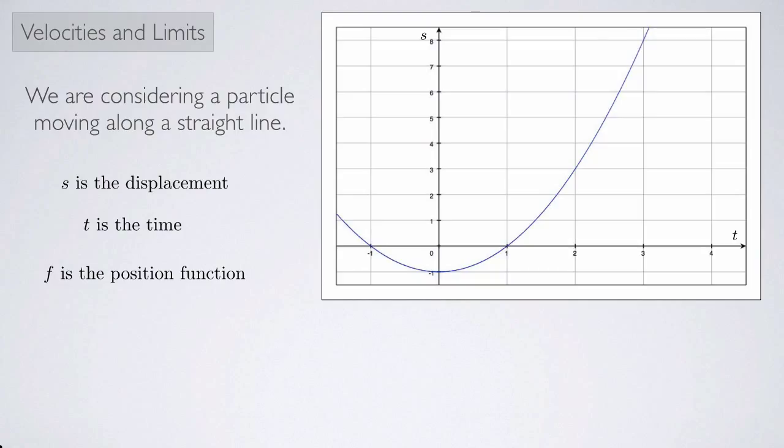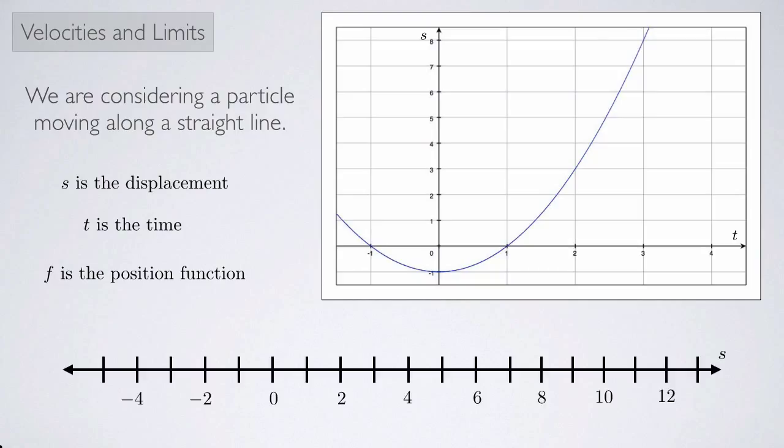So let's try and understand what's going on. Remember, this is a particle moving along a straight line. So here is our straight line. This is the s-axis here. And let's look at what's happening over time. So we see that at time 0, remember this is the time axis, we're at -1. So we're starting right here. So at this point right here, which I'll call point A, this is where we're at.